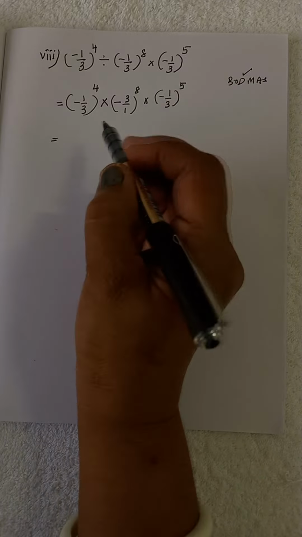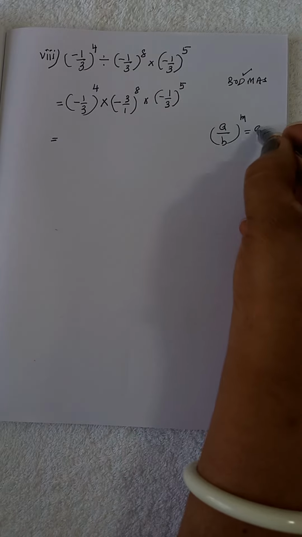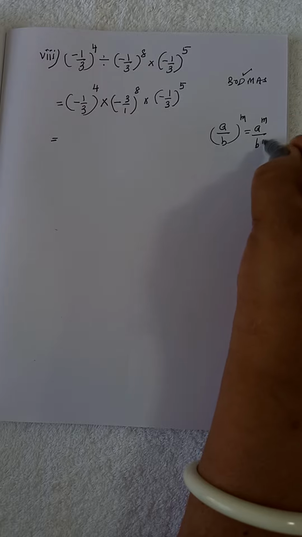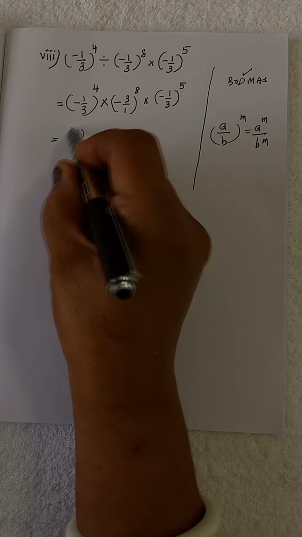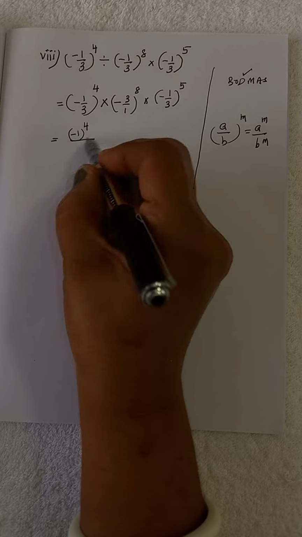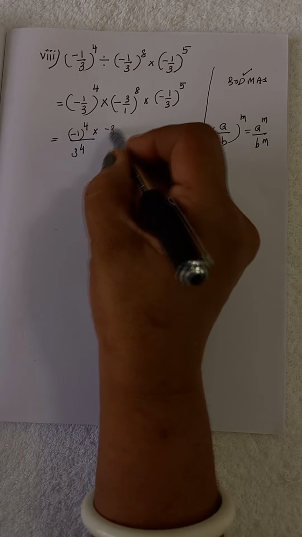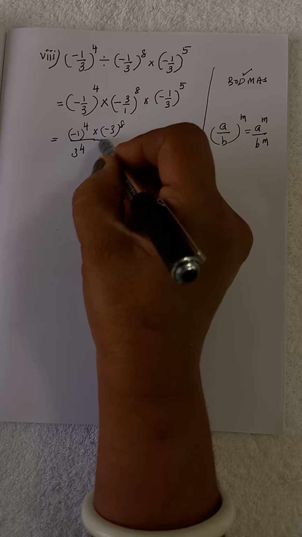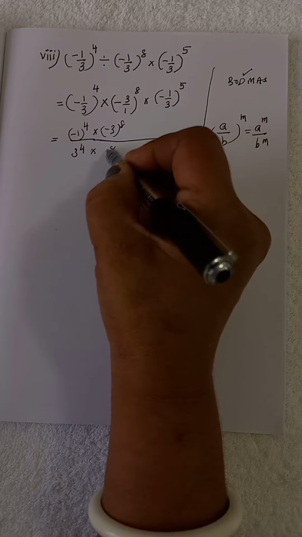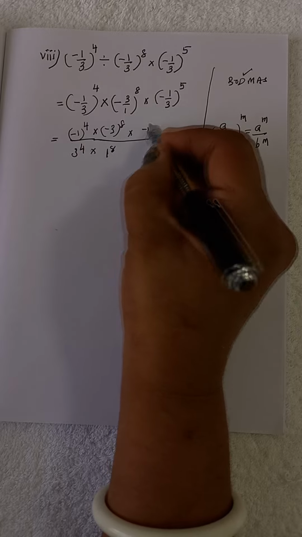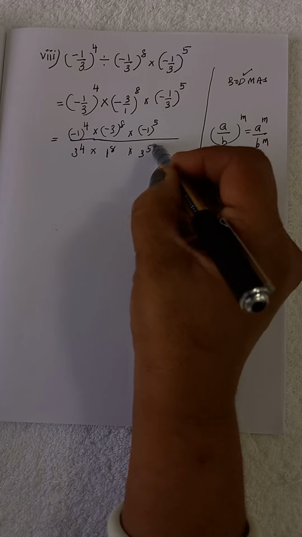Now (a/b)^m is equal to a^m by b^m. So we will apply that here. So this is (-1)^4 by 3^4 into (-3)^8 by 1^8 into (-1)^5 by 3^5.